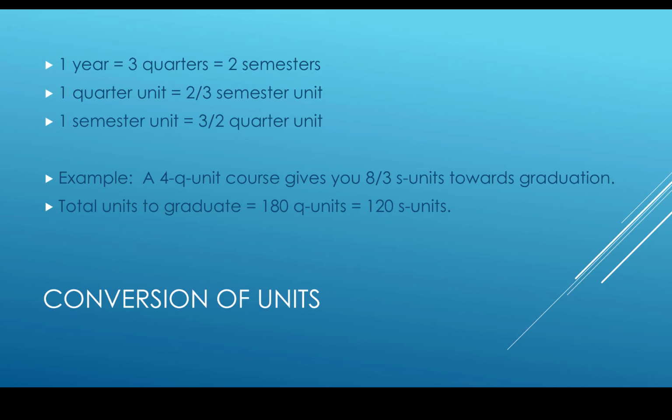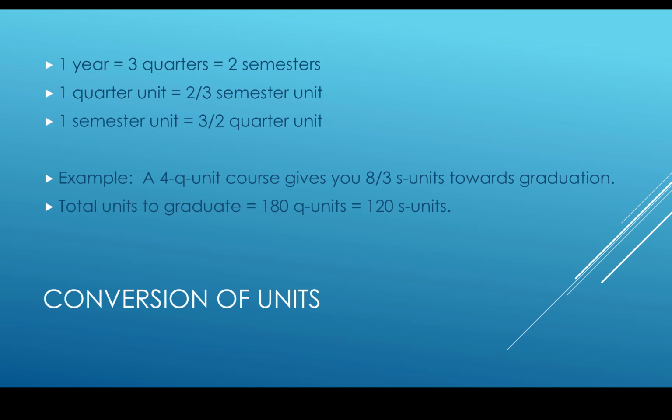First, let's just get straight what the units are here. In general, an academic year is equal to 3 quarters, or it's equal to 2 semesters. What that means is that 1 quarter unit is equivalent to 2/3 semester units, and 1 semester unit is equivalent to 3/2 quarter units. It's much the same as when you switch from degrees to radians or radians to degrees, but it's confusing because we call them units either way.